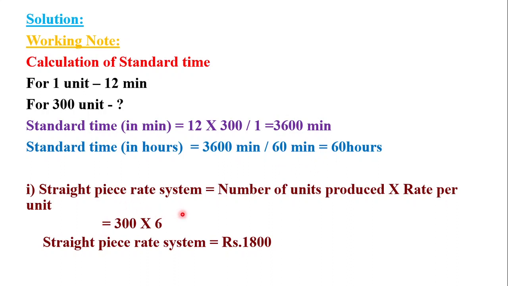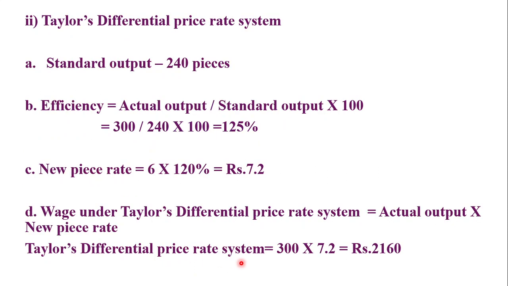Then straight piece rate system, number of units produced into rate per unit is the formula. Now, number of units produced is 300, rate per unit is 6. Wages under straight piece rate system is rupees 1800.